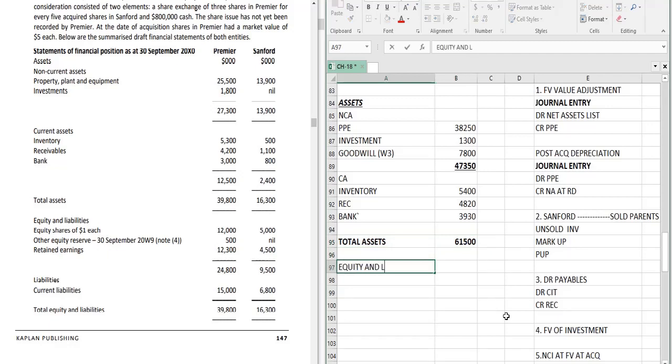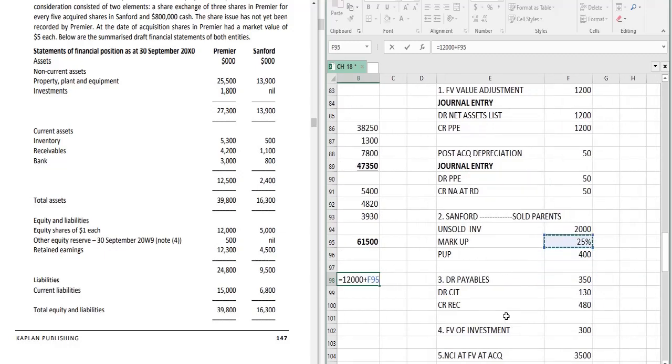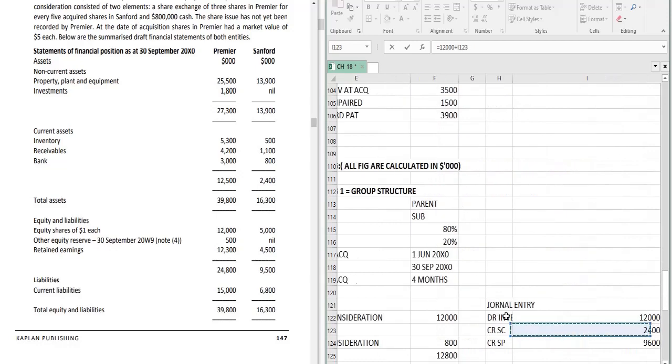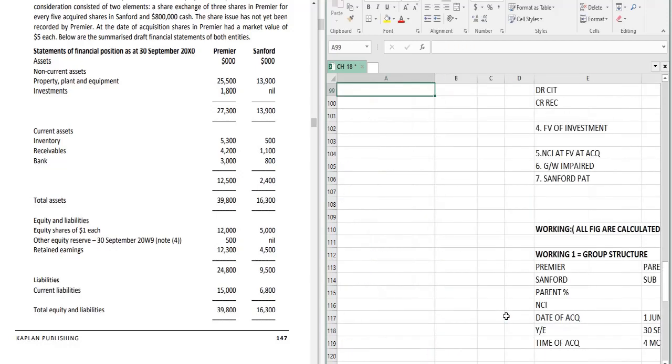Okay, now equity and liabilities. So we have share capital. We will not add both the parent and subsidiary share capital. We will only take the parent company share capital which is 12,000, as well as the share consideration which has not yet been recorded by the parent. So we have already passed, I think, the journal entry which is below. Wait, yeah, we have share capital. We will add this amount 2400.